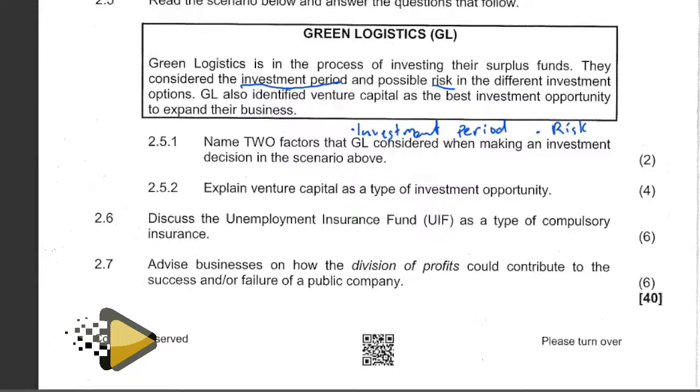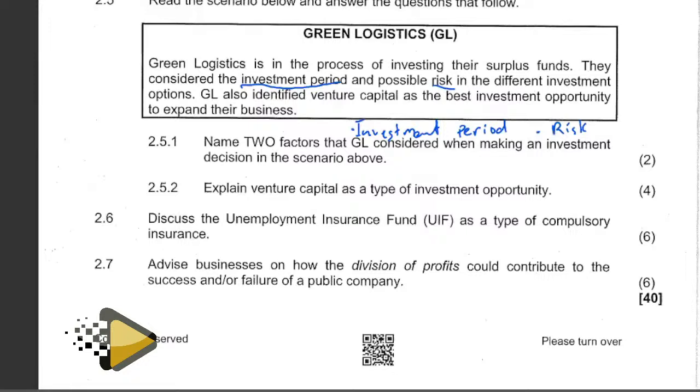You have investment period and a risk. Okay, right. So now let's check 2.5.2. Explain venture capital as a type of investment opportunity. So explain venture capital as a type of investment opportunity.